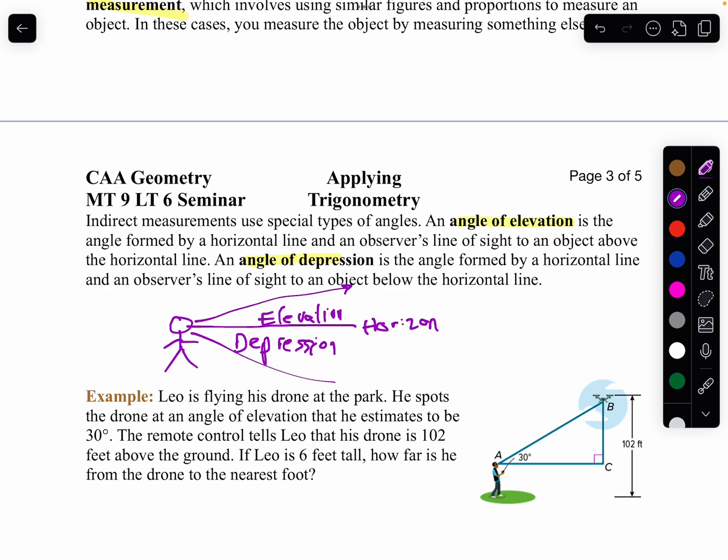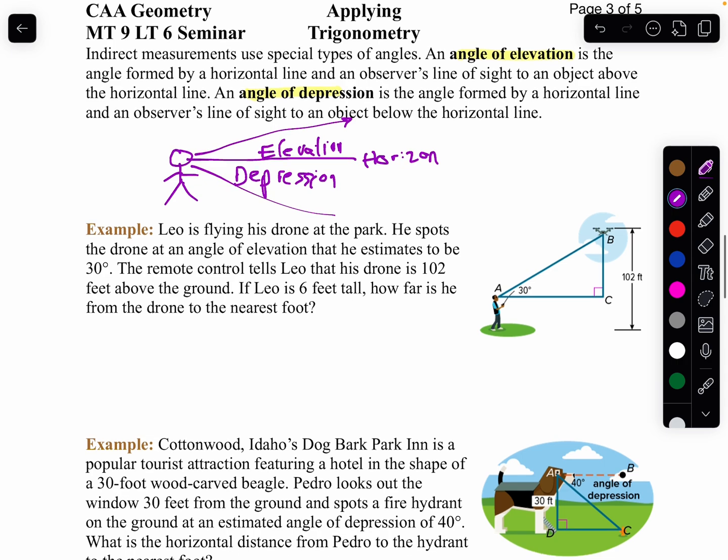So if we take a look here at Leo, he's flying his drone at the park. He spots a drone at an angle of elevation that he estimates to be 30 degrees. So elevation, he's looking up from the horizon, always from the horizontal line. That's the thing to remember, always from the horizontal line. The remote control can tell Leo that he's 102 feet above the ground. And if Leo is 6 feet tall, how far is he from the drone to the nearest foot?